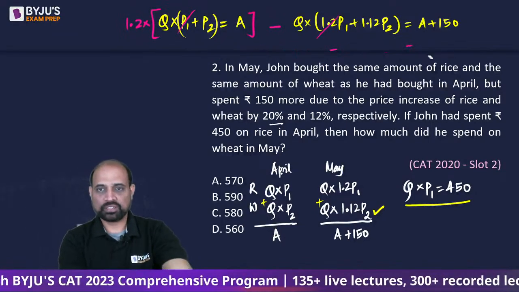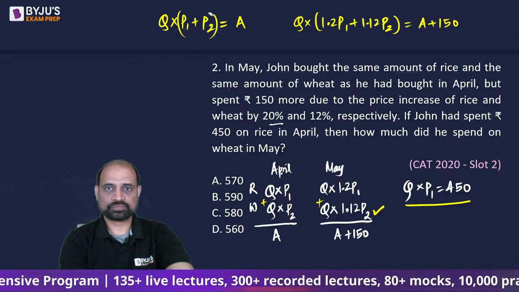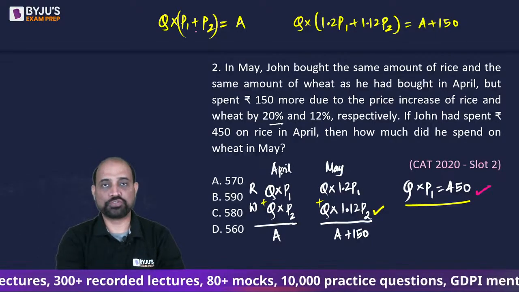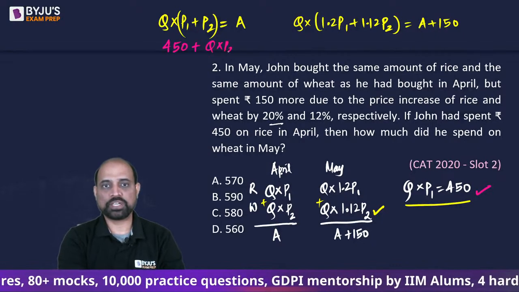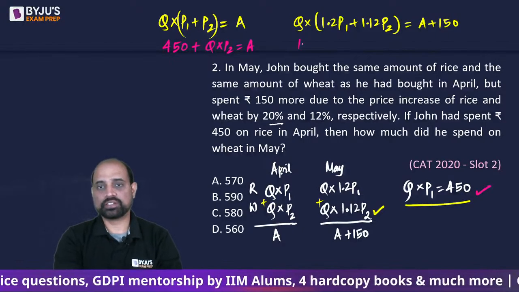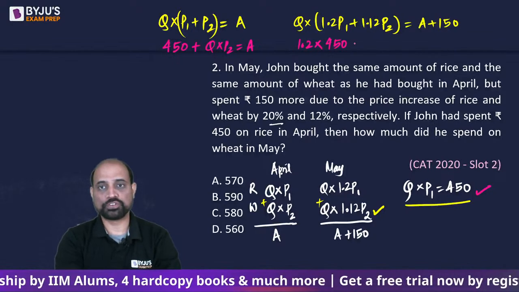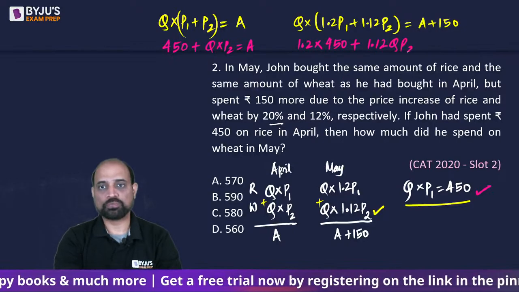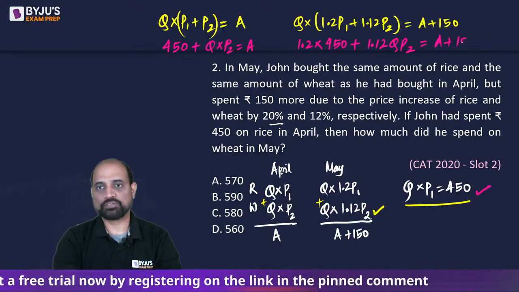So let's do one thing. Let's use that. If I put the value of Q into P1 is equal to 450 here, so we will have 450 plus Q times P2 is equal to A. If I write the same thing over here, this will become 1.2 times of Q into P1, which is 1.2 times of 450, plus 1.12 times of Q into P2. And this will result in A plus 150.